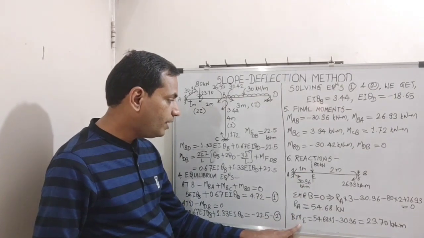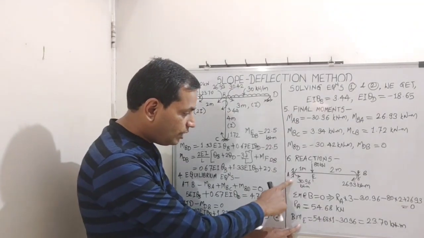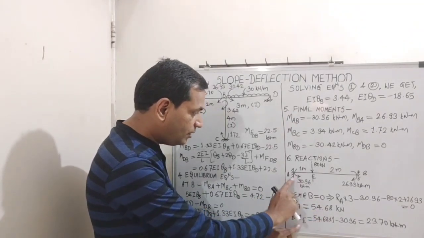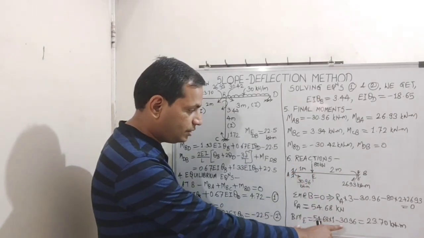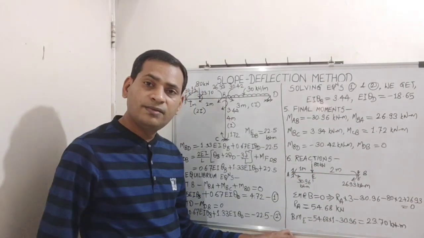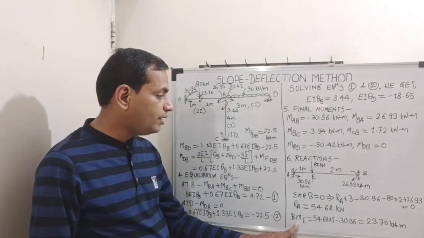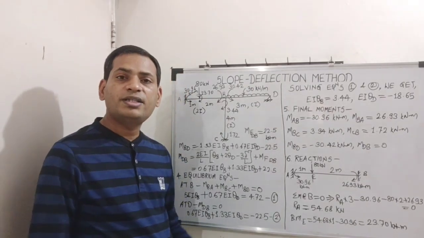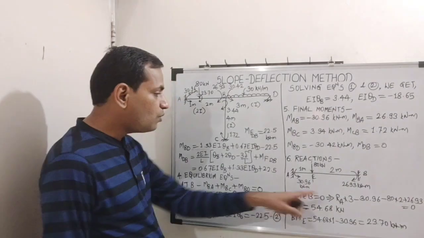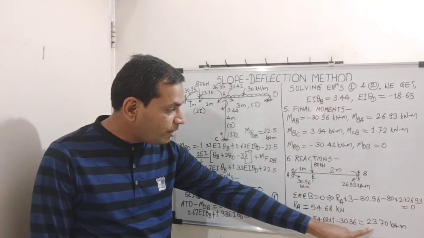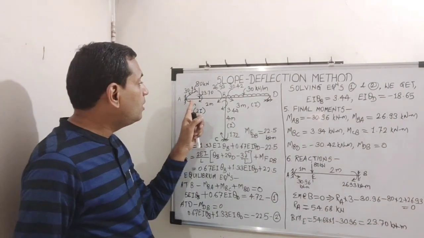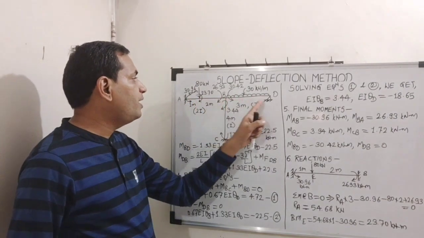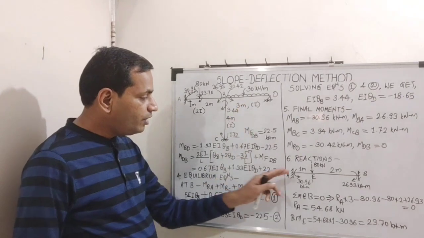So bending moment at E is, reaction on A, 54.68 into 1 minus 30.96. So this value gives us the bending moment at E, which is 23.7 kilonewton meter. So I have shown this moment value again in the loading diagram. Okay. Now I will draw the free body diagram for BD, and I will repeat this procedure.